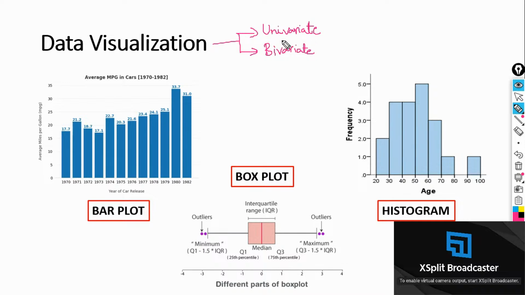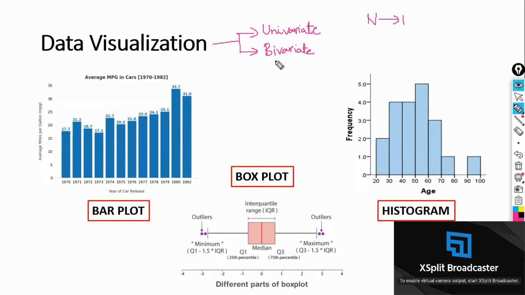Univariate is nothing but visualizing one column at a time. Am I right? See, in my data, I have n number of columns. You take one column at a time out of these n and visualize the data which is present in this one column. So this is nothing but univariate visualizations.